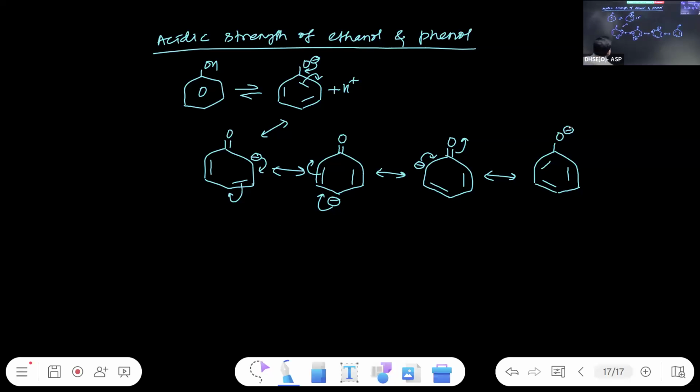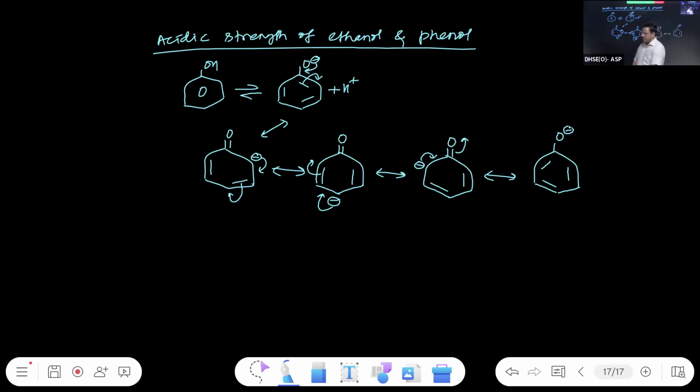Next, can the acidic strength of phenol be changed by the presence of any other group? Any other group means plus I, minus I, plus or minus R. If that type of group is present, then what will be the change in the acidic character of the phenol?